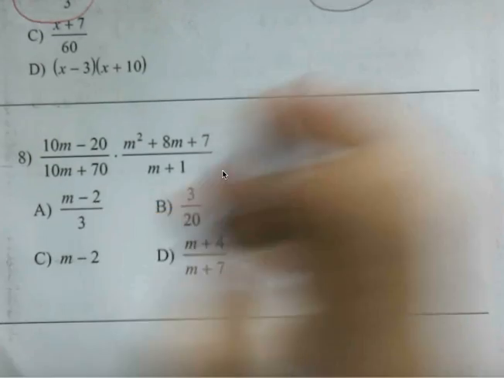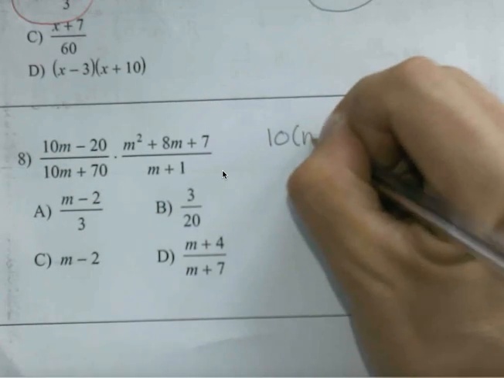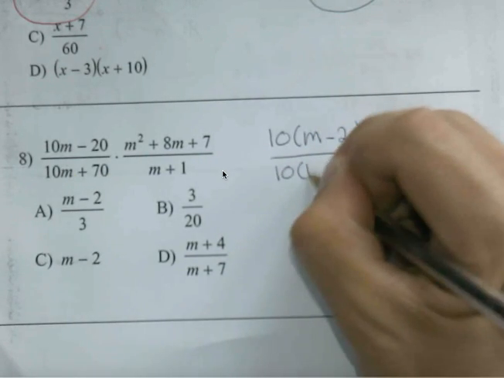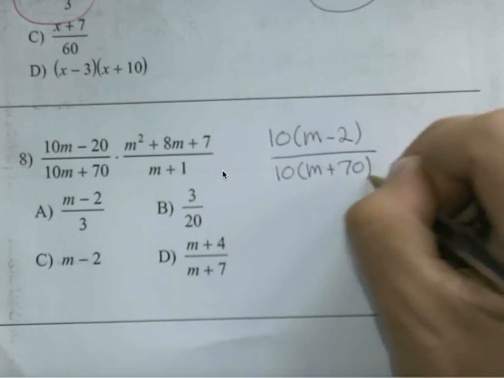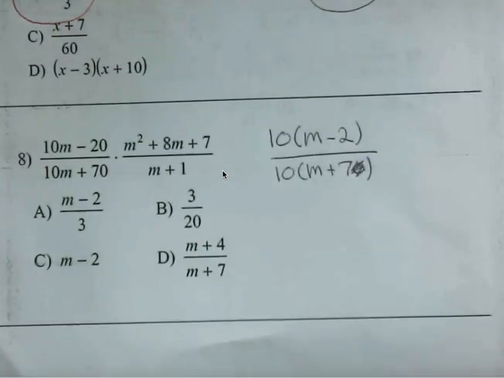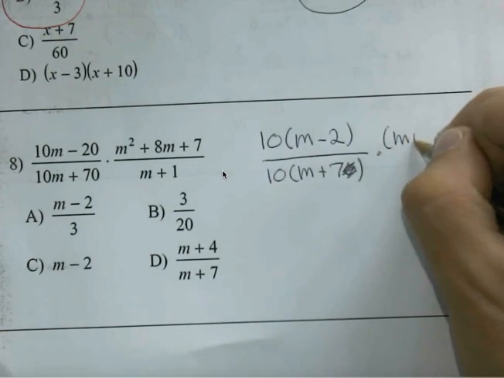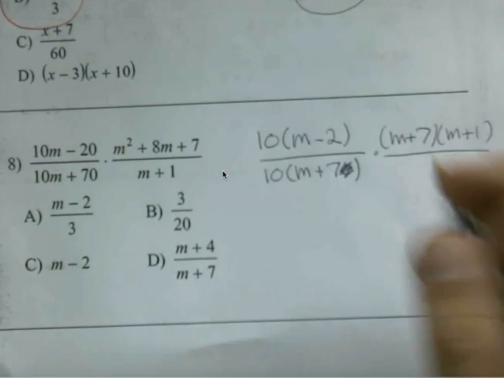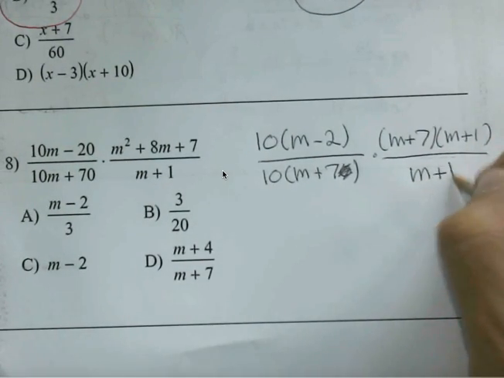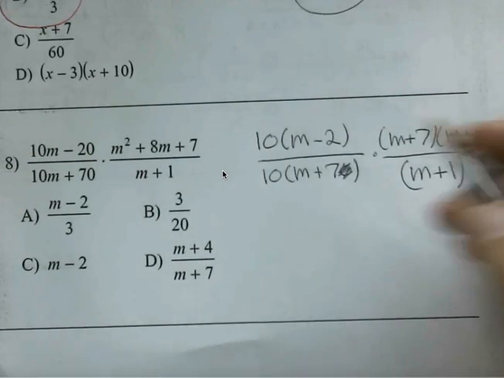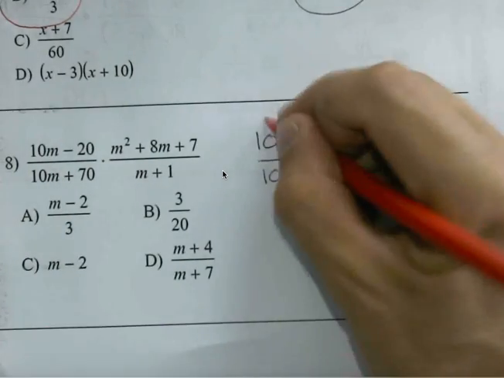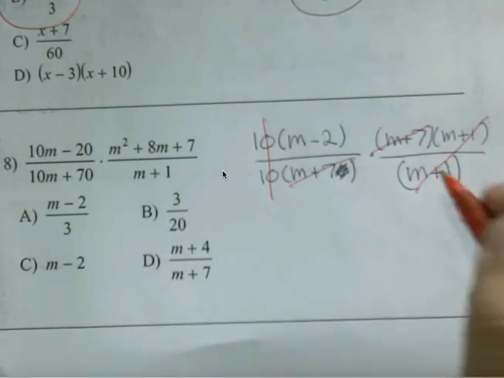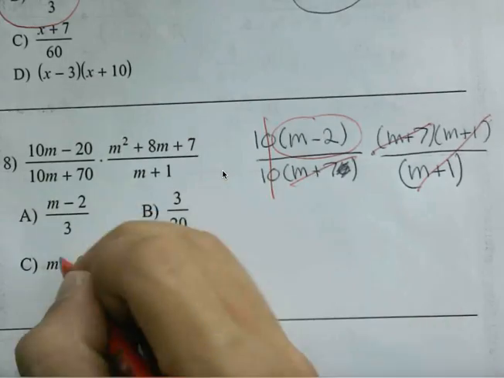Next one, 10's common. Get rid of that up top. Get rid of it again down here. Oh, no, only need 7. Multiplying now with m plus 7, m plus 1. Again, basic factoring. You need to know how to do it. What can we cancel? Definitely the 10s. Definitely m plus 7, m plus 1s. m minus 2 is the only thing left over. Done.